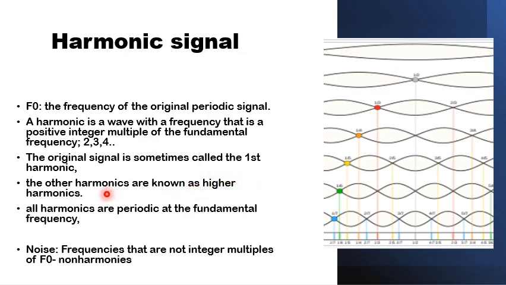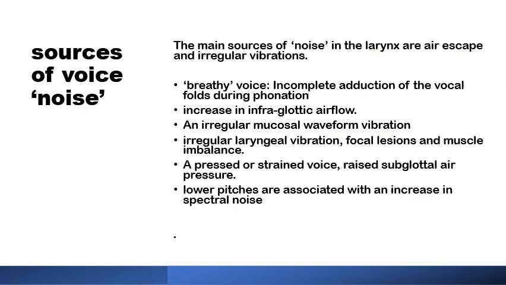All other frequencies that are not integer multiples of the fundamental frequency of 100 Hz will be collectively considered as noise. The harmonics are all periodic at the fundamental frequency. The harmonics are formed due to the regular vibrations of the vocal folds during phonation. But what are the sources of the noise in the voice signal? The main sources are either air escape through the larynx or irregular vibrations of the vocal folds.